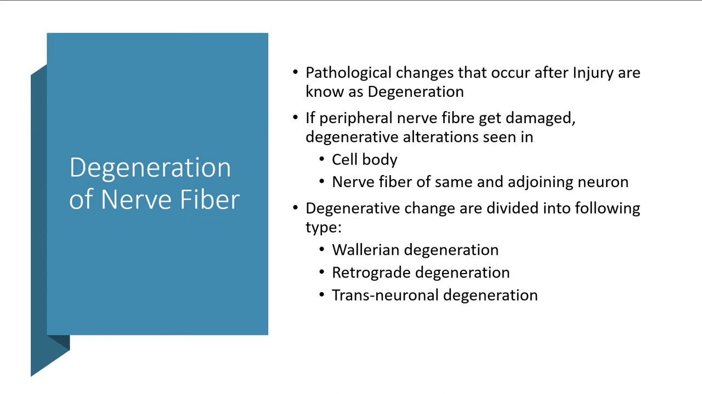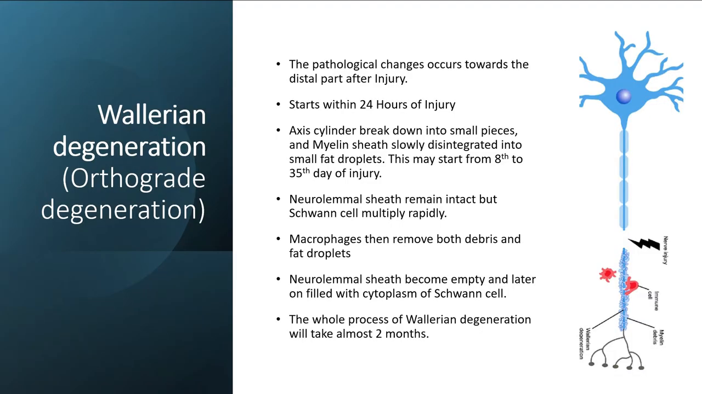If the nerve fibers of one cell are damaged, of course they will not send signals to the other part, or maybe they will transfer pathological chemicals or other things that can damage the other neuron. So the degenerative changes are divided into three types. Remember, degenerative changes, the pathological changes that take place inside the nerve cell after the injury, are divided into three types: Wallerian degeneration, retrograde regeneration, and transneuronal regeneration. We will study step by step.